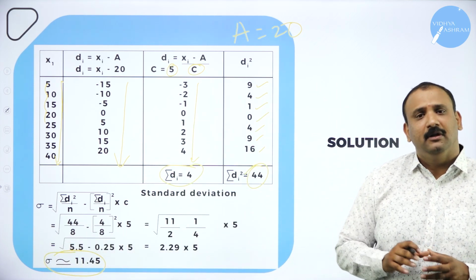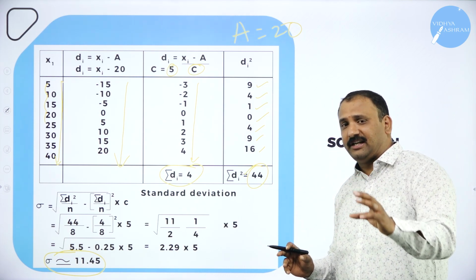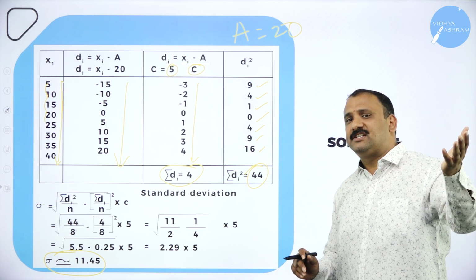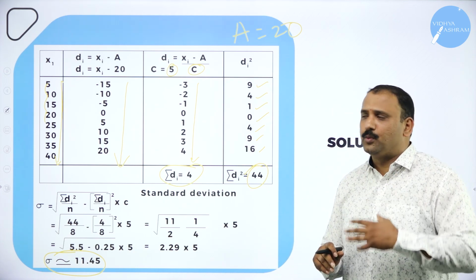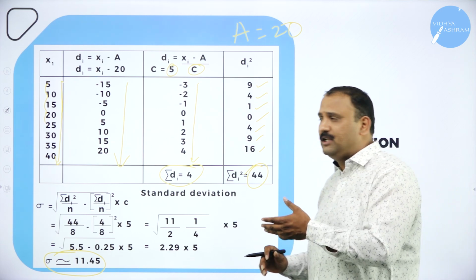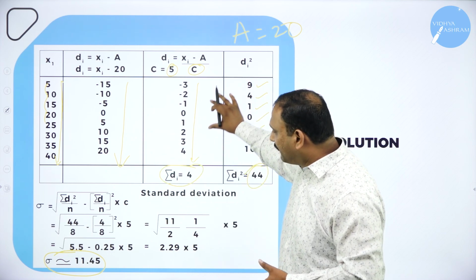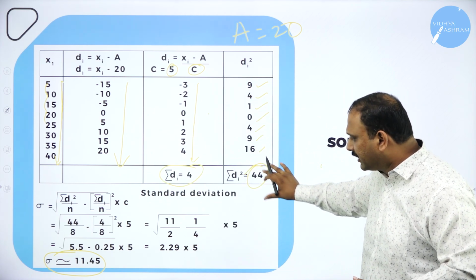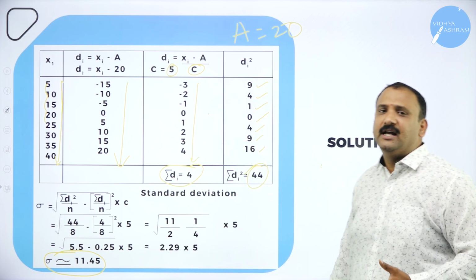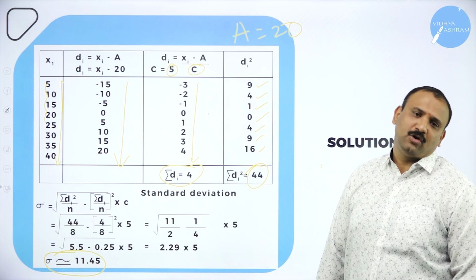Very, very simple, very interesting, though the steps might look a little bit tedious or on the higher side, it is very, very easy for you to solve. No need to worry at all. All you have to do is put down the values first, then start solving, then get the common difference factor, square up those values, get the total, put it into the formula, and then you will be able to see what the standard deviation is altogether.